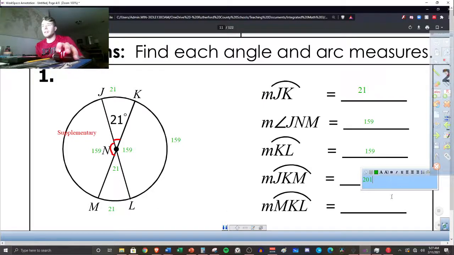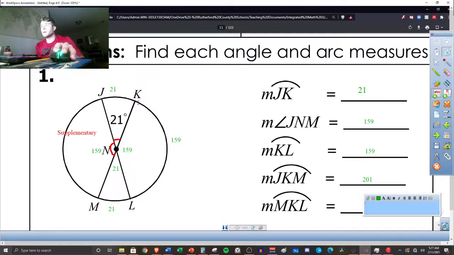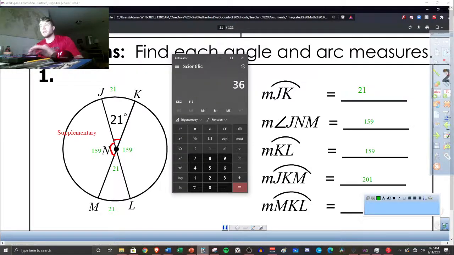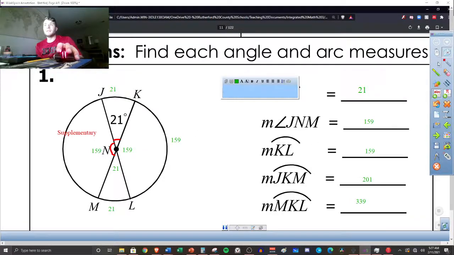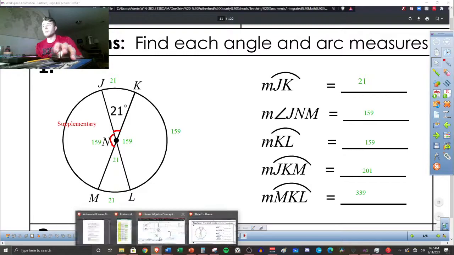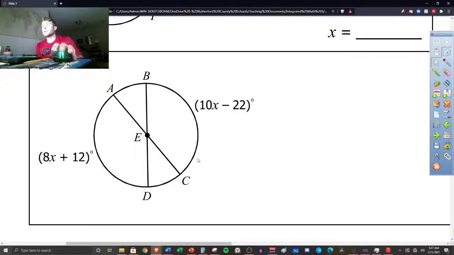Next, we need MKL, major arc MKL, that's going to go here. Well, from M all the way to K, all the way to L. So that's almost the entire circle, except for this one little sector here of 21 degrees. So basically, the whole circle, 360 degrees, without this one part. So minus 21, and we get 339. Or you could do 159, 21, 159, adding those up, and you should get 339 here, okay? So hopefully that was not too bad for you. In the next video, we'll practice with some more examples with variables.